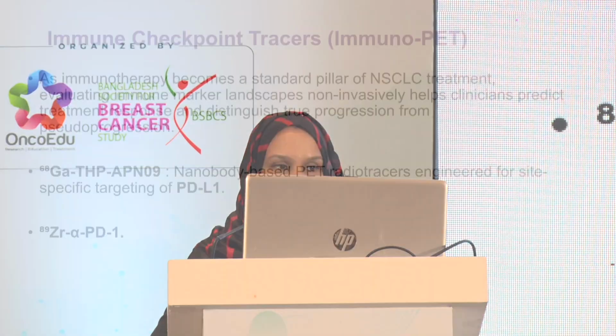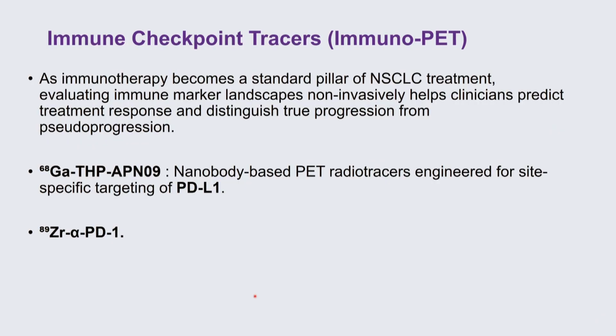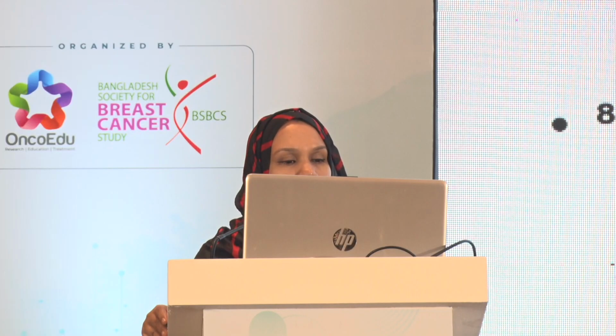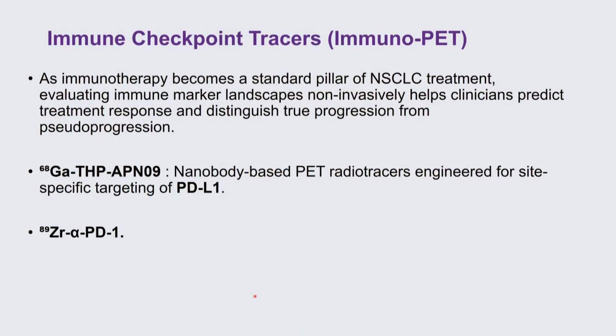Immune checkpoint tracer. As immunotherapy becomes a standard pillar of non-small cell lung cancer, evaluating the immune marker landscape non-invasively helps clinicians predict treatment response and distinguish true progression from pseudoprogression. 68Ga-THP-APN01 is that type of tracer, and another tracer is 89Zr-anti-PD1, and these are all in the clinical trial phase.